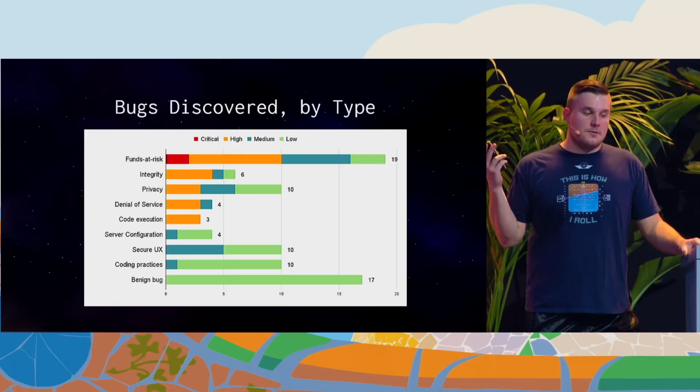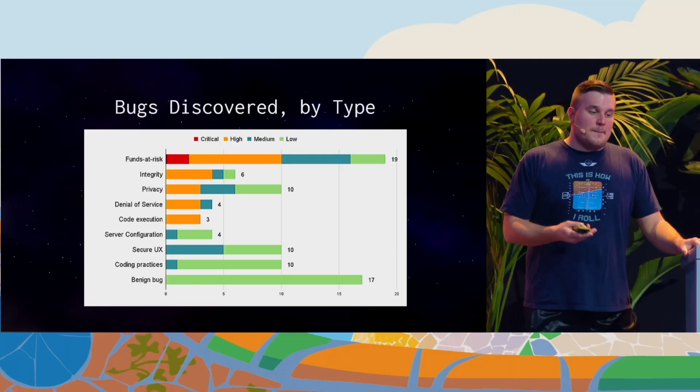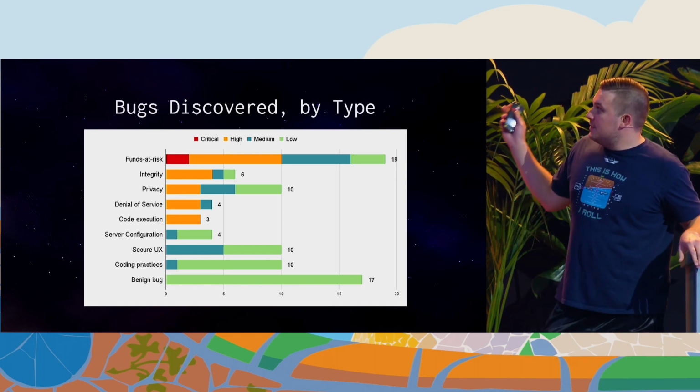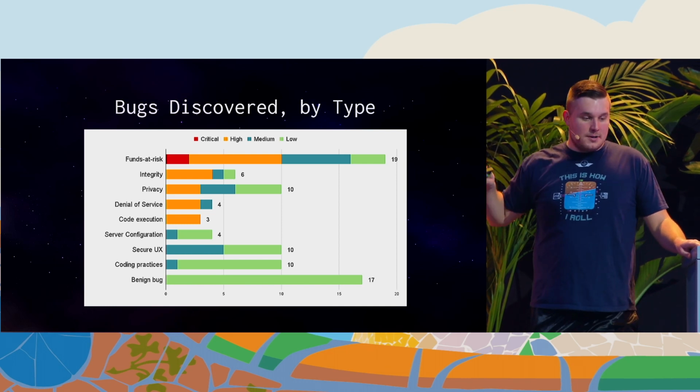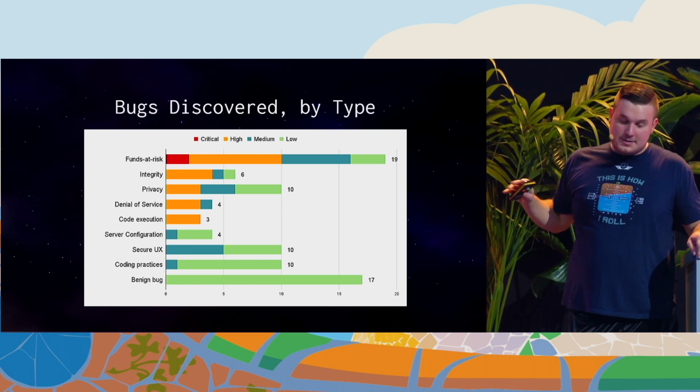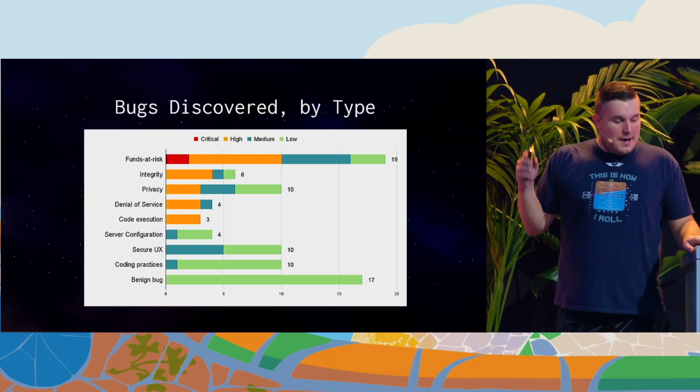Now, if we break down the bugs by type, when I look at a project, especially something related to Zcash, I'm really concerned about the user's funds. So the kind of bug I'm looking for most is what I call a funds at risk bug. And this is a bug that would let an attacker either steal the user's funds or burn the user's funds. So I found 19 of those, and you can see the breakdown of critical, high, medium, and low based on the colors. Apologies to any colorblind people, because I didn't choose great colors for that.